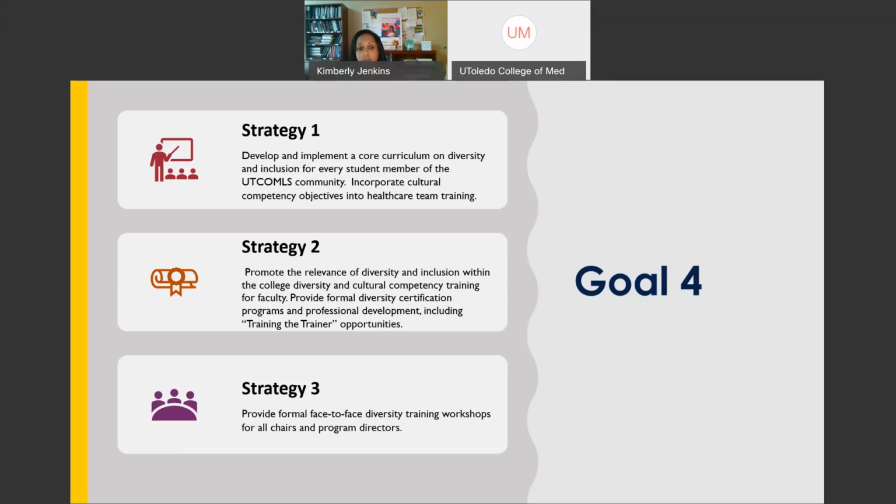We also want to ensure that there is diversity training for all of our faculty. And so Dr. Duggan has really been working quite a bit in terms of making sure that we have mandatory diversity training for all of our faculty. We've had a certain tier in terms of the EverFi and then kind of raising the bar in terms of what is mandatory for all of our faculty. But when it comes to chairs and program directors, we also want to make sure that there is face-to-face diversity training workshops available to ensure that there's the most impact.